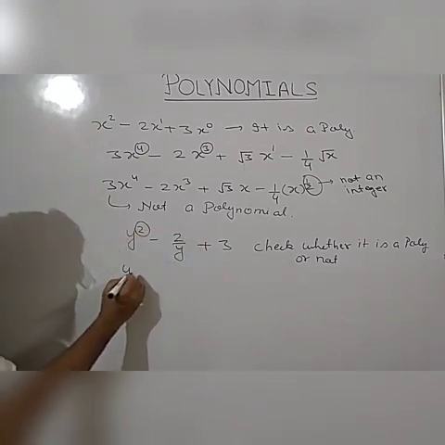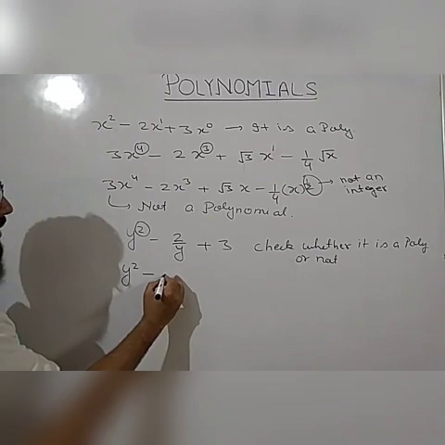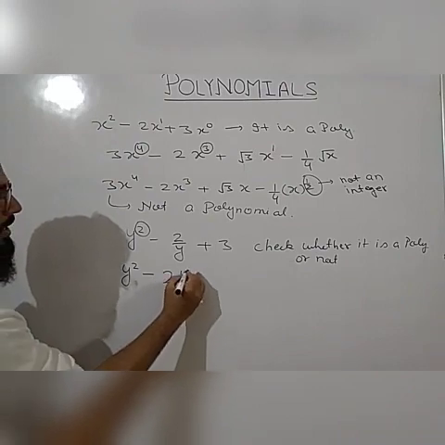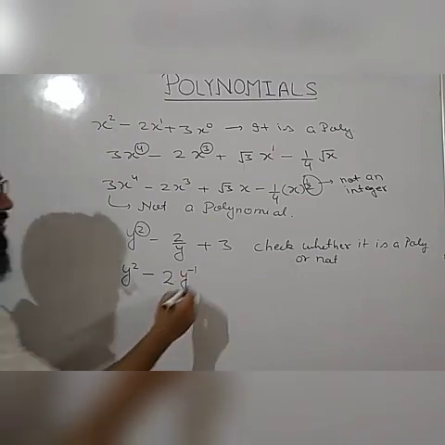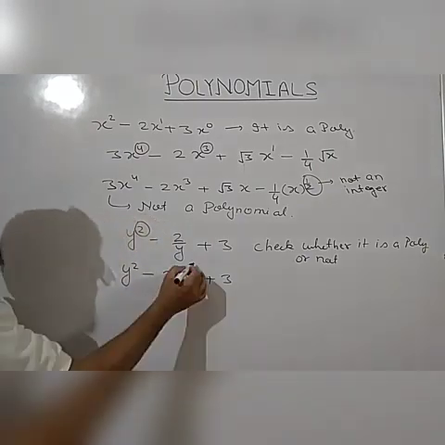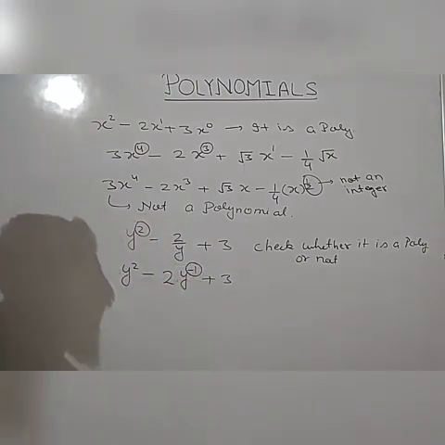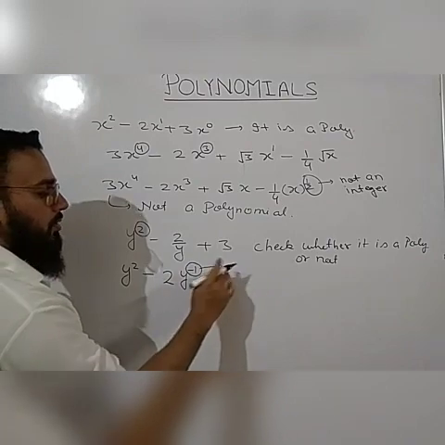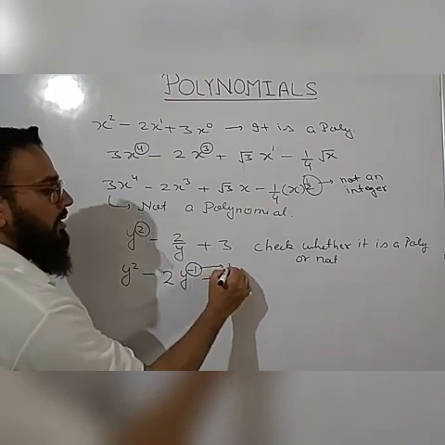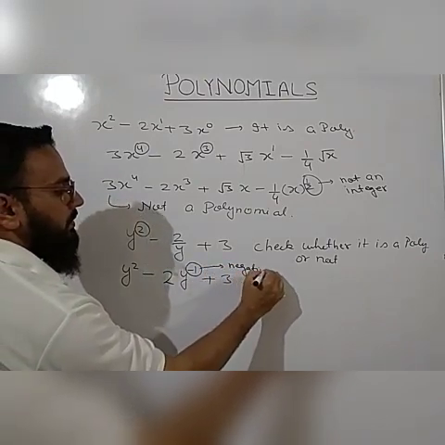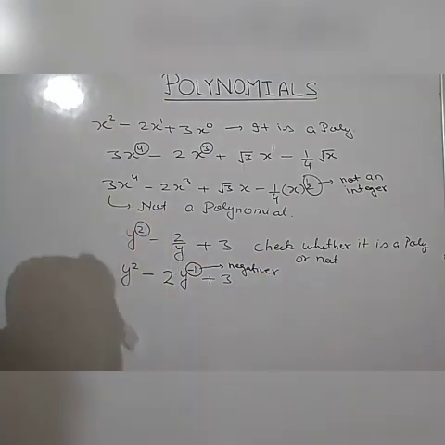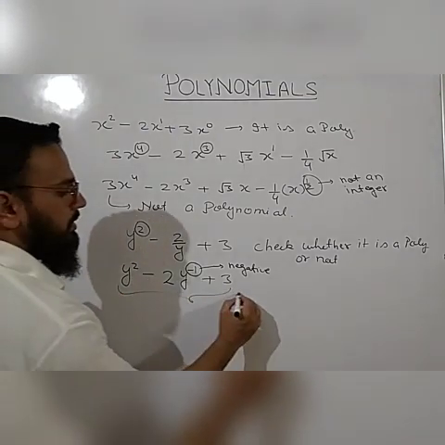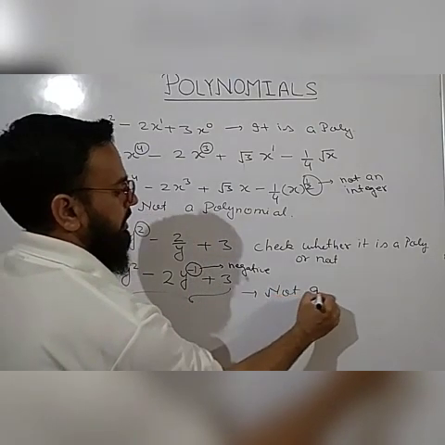When we write it in the numerator, it will be y squared minus 2y to the power minus 1 plus 3. Now this power of y is negative. And when the power is negative, even though it is an integer, this term will not be a polynomial. It is not a polynomial.